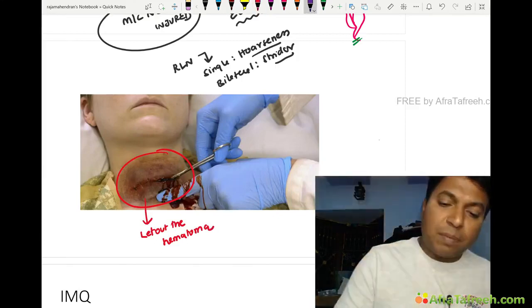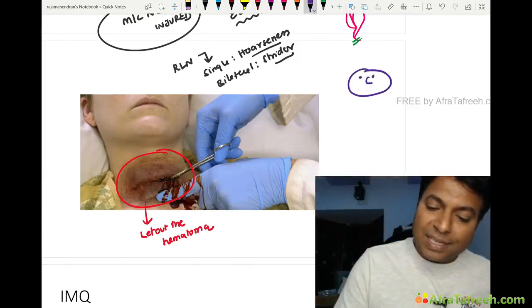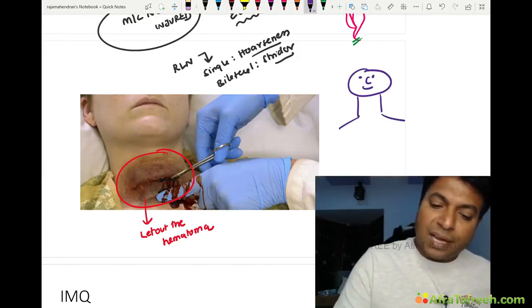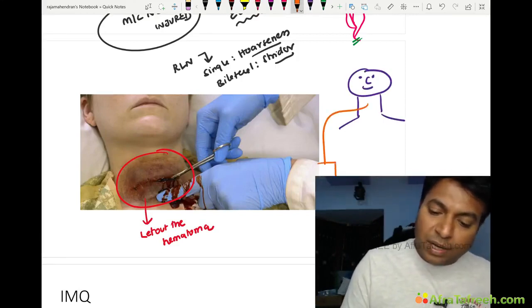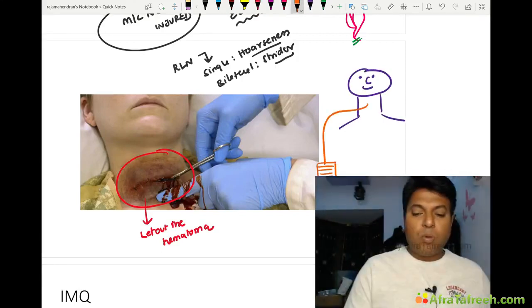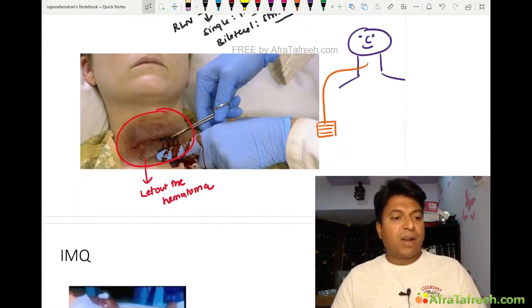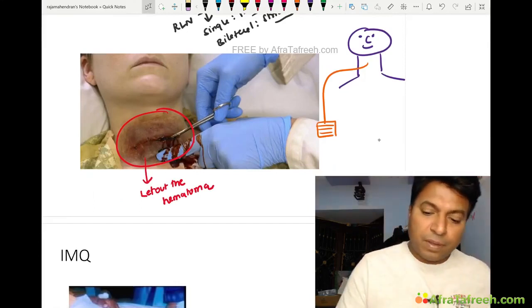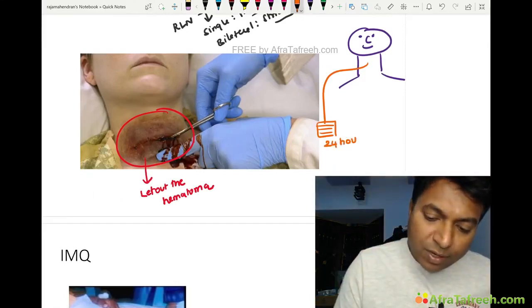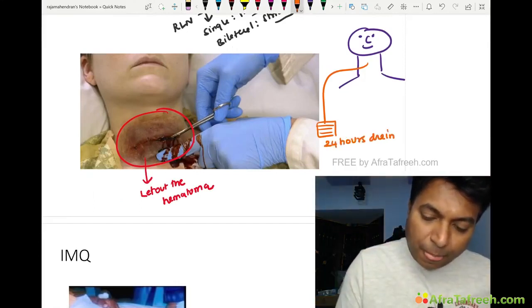This complication will not be asked hereafter, because the latest concept is that while doing thyroid surgery, we keep a drain in the thyroid area. For how many hours should you keep the drain? The drain is kept in the thyroid operated area for 24 hours.